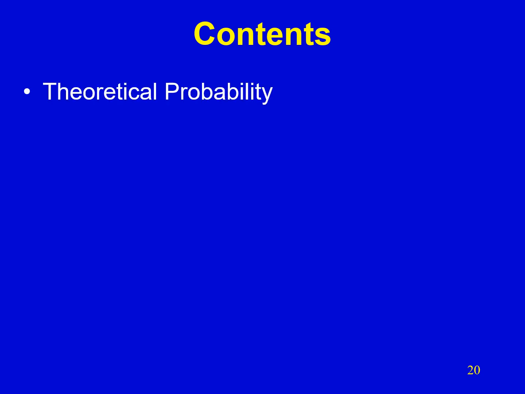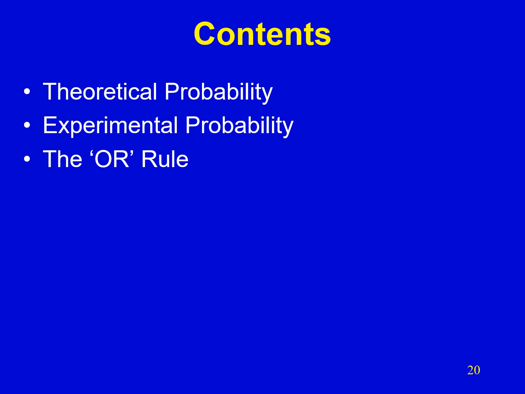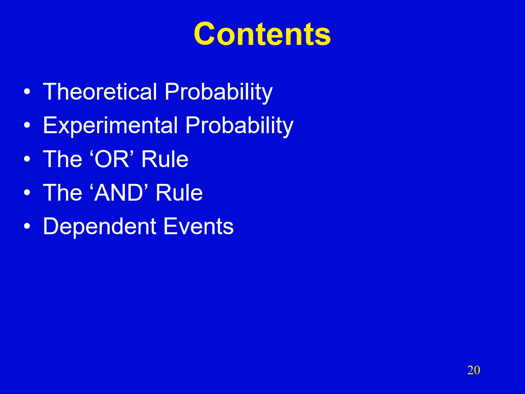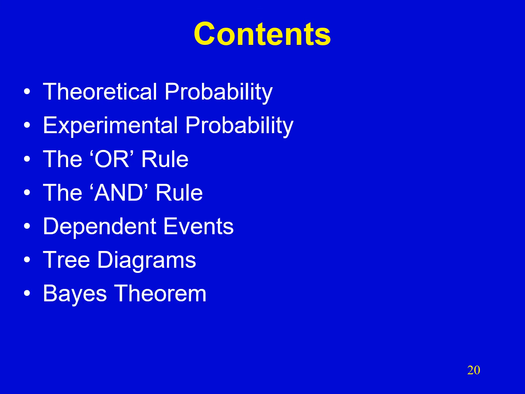So a reminder, we've looked at a formula for calculating theoretical probability, which was the number of possible successes over the number of possible outcomes. We looked at a formula for experimental probability, which was the number of successes divided by the number of trials. The OR rule tells us the probability of A or B is the probability of A plus the probability of B. The AND rule tells us the probability of A and B is the probability of A multiplied by the probability of B. A dependent event is one which changes depending on what's happened before it. We can show probabilities on a tree diagram, and Bayes' theorem is a formula for calculating the probability of something happening given something else has happened.